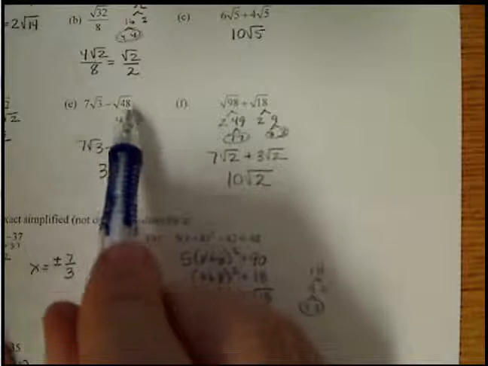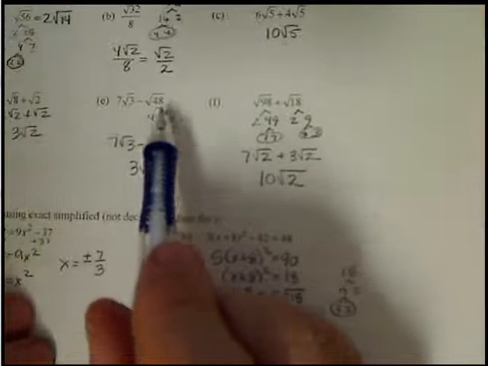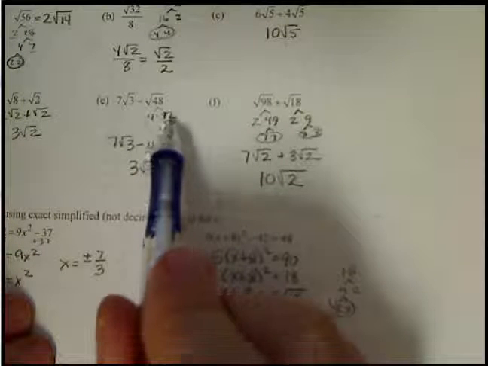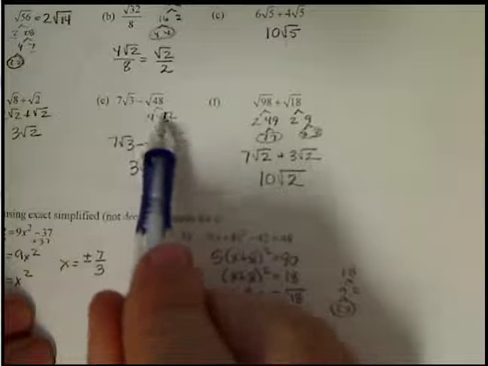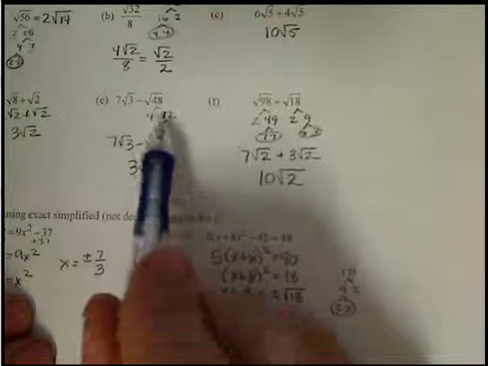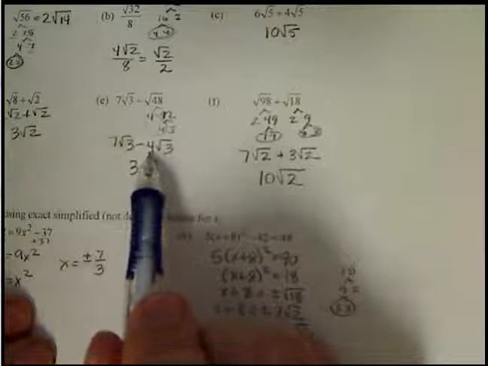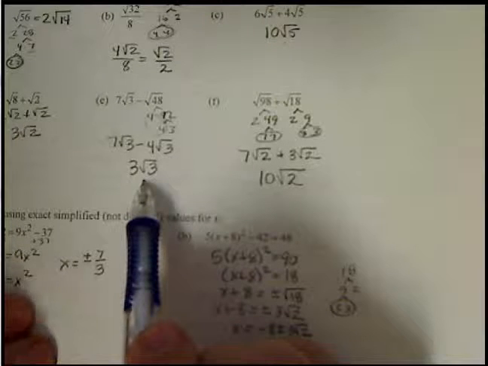For 48, I want to break it down. That's 4 times 12. Then 12 is 4 times 3. I got a pair of 4s. Again, I don't have to go all the way down. Once I find a pair, I can pull it out. 7 root 3 minus 4 root 3 is 3 root 3.